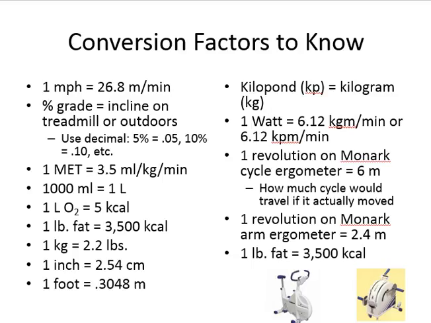1 revolution on the Monarch cycle ergometer, you'll need that. If the bike were to actually travel, every time you pedaled you would move 6 meters. And then 1 revolution on the Monarch arm ergometer, like we have in the lab downstairs, we don't use that very much, is 2.4 meters. And I think most people are familiar with a pound of fat as being 3,500 kilocalories. Again, energy is kilocalories, or Calories with a capital C, that we typically use in exercise phys. People use them interchangeably, with small c's for calories, but really our energy expression is kilocalories.